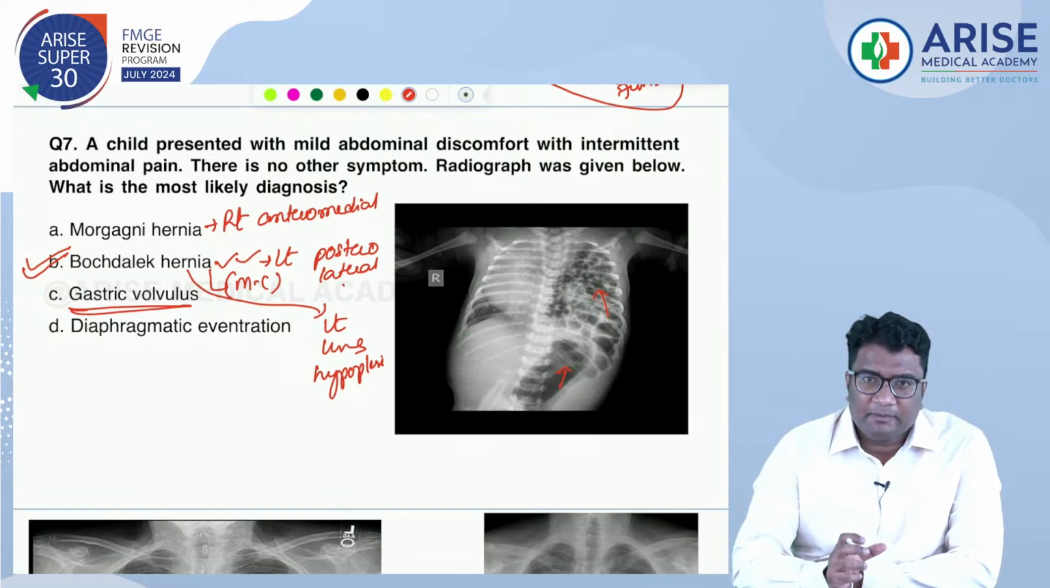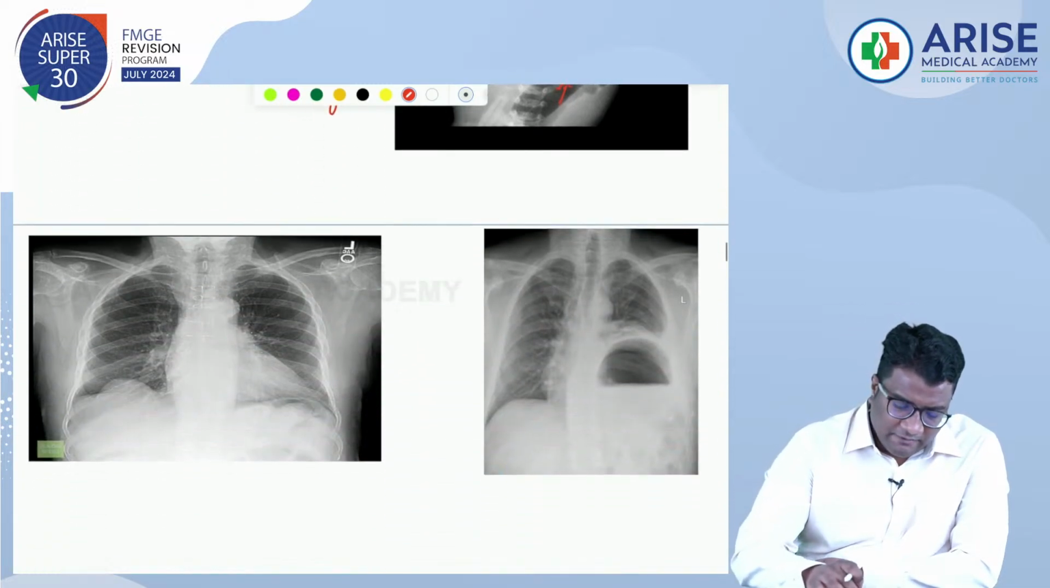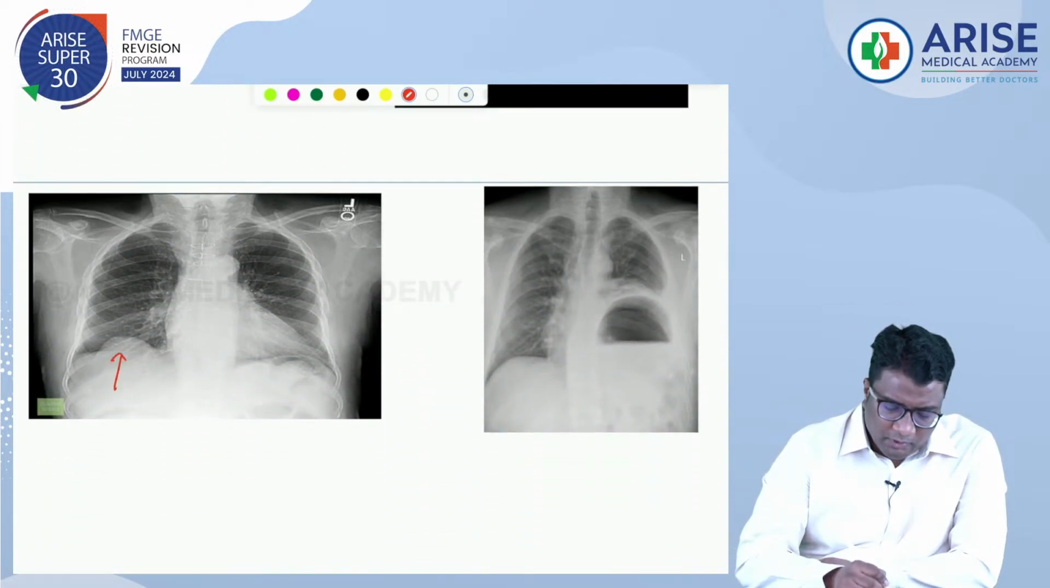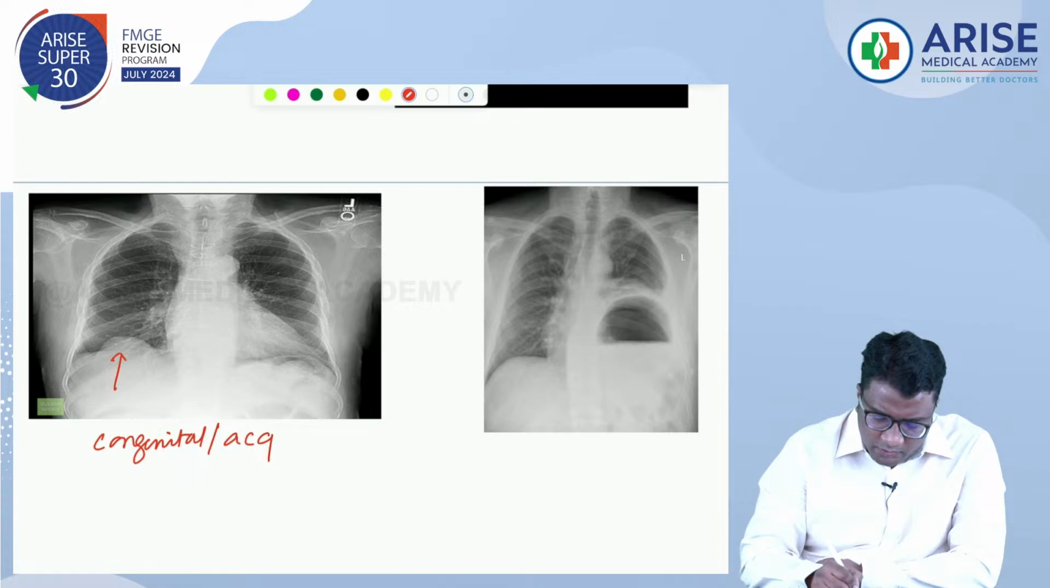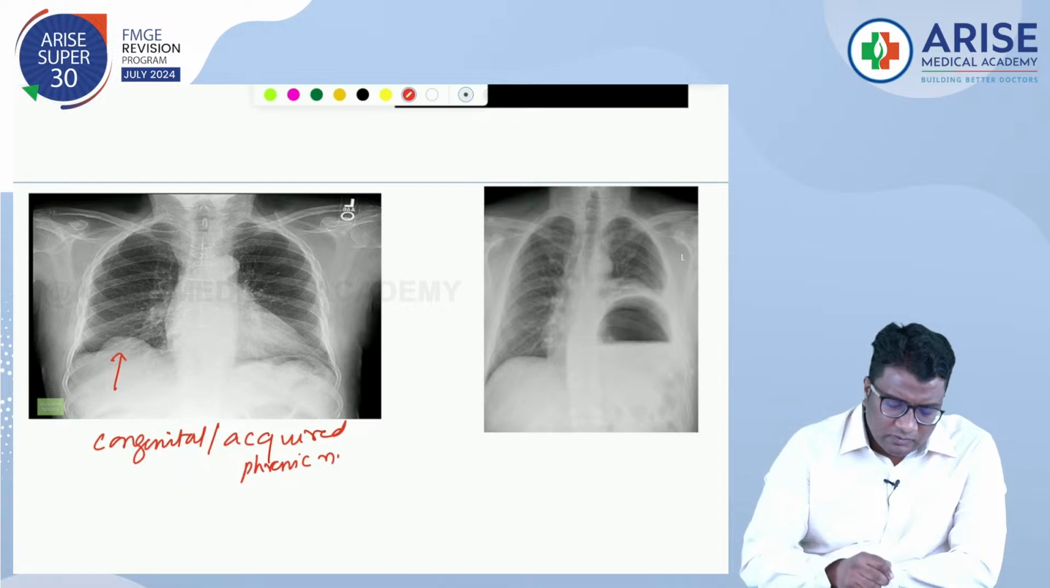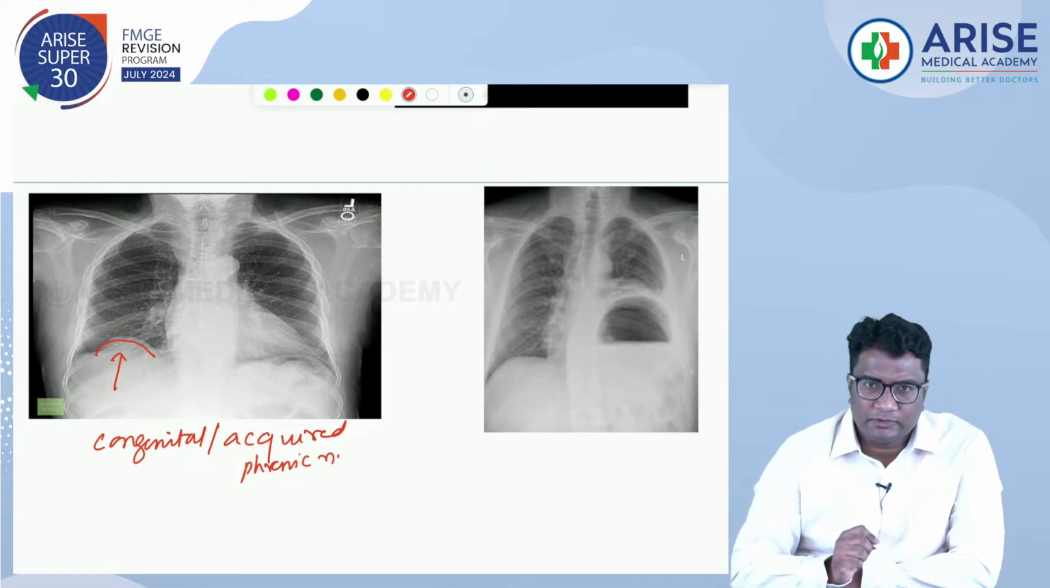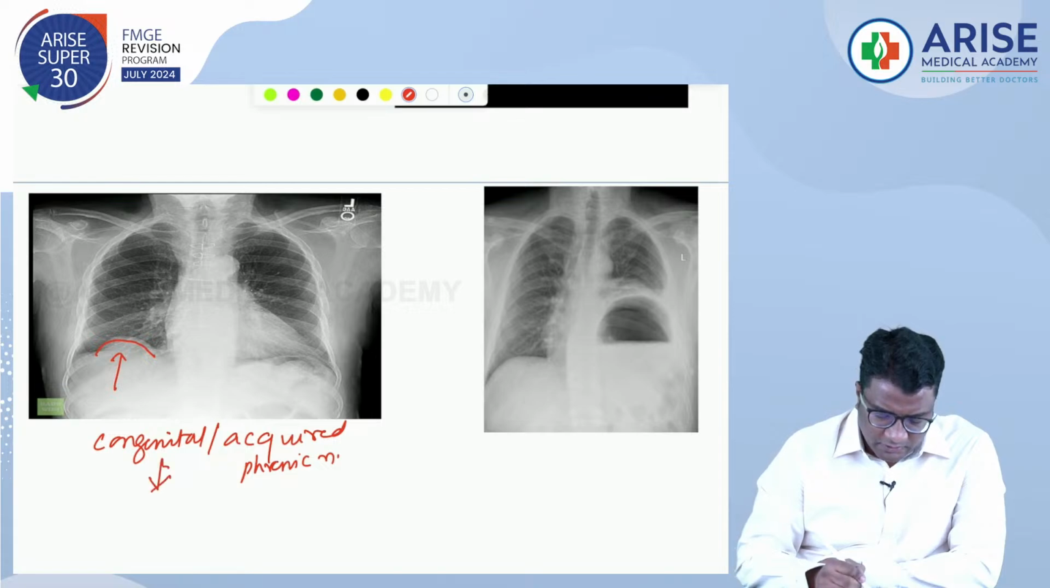What about diaphragmatic eventration? Diaphragmatic eventration is a contour abnormality of the diaphragm, where you see a hump. It is usually congenital, or could be acquired due to nerve damage, like phrenic nerve palsy or phrenic nerve injury. So you see a small contour abnormality in the diaphragm. This is diaphragmatic eventration, usually a congenital problem.